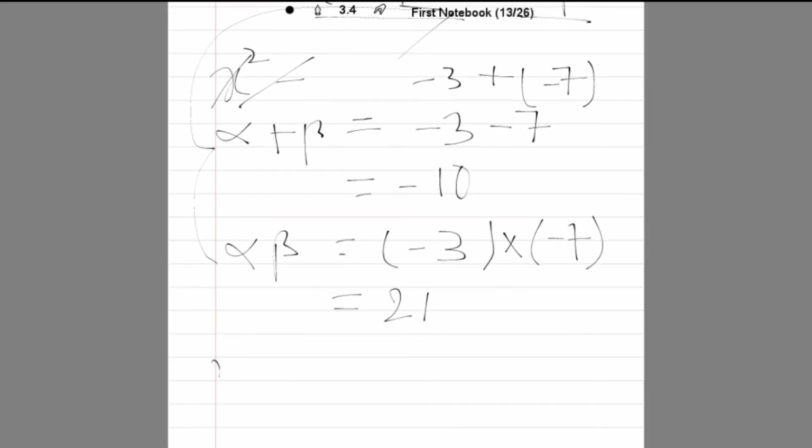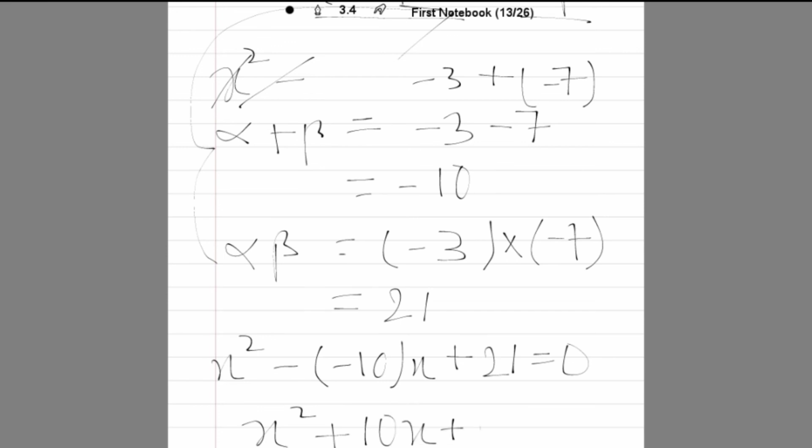So let's see, x square, substitute the values as you have got with the sign in the equation, you will get the required equation. So I'm going to substitute that: x square minus of -10x plus 21 is equal to 0. Now x square, this minus will get plus, 10x plus 21 is equal to 0. This is our required quadratic equation when the two roots are -3 and -7.